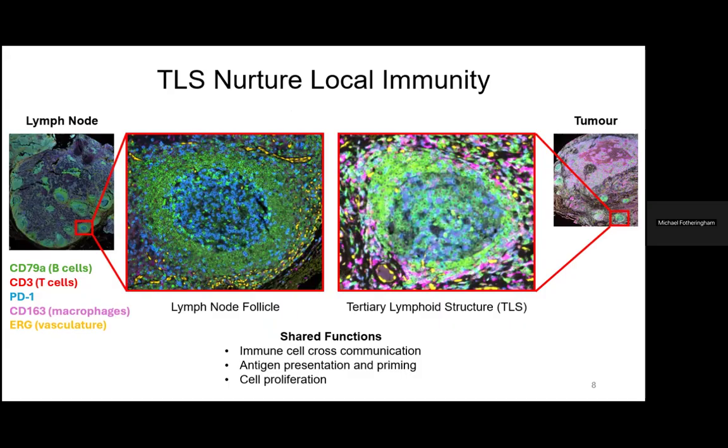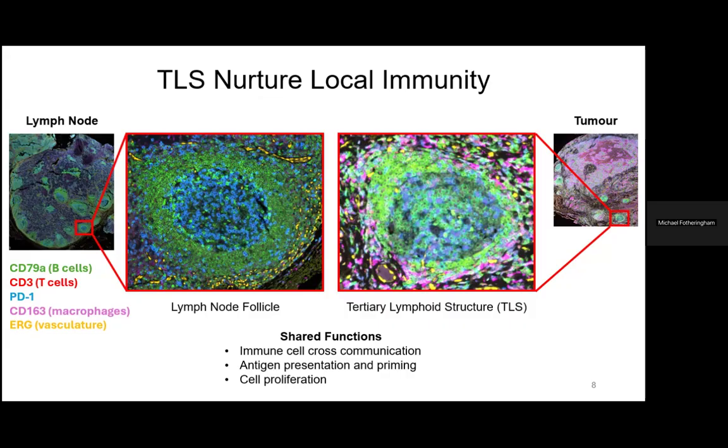And in both cases, we have this ring of B cells surrounding what is very likely a pool of dendritic cells and other APCs. And it looks like there are PD-1 expressing cells, so possibly helper T cells. And we see this pattern in both the lymph node follicle and then the tertiary lymphoid structure.